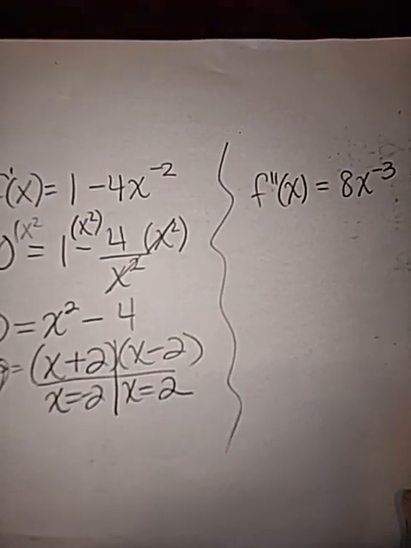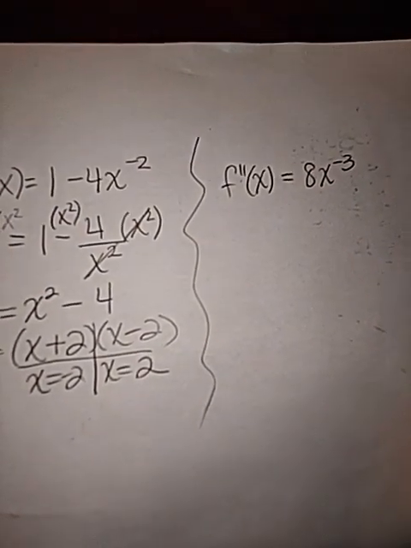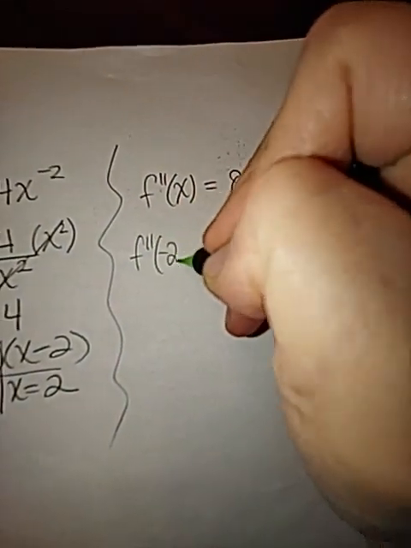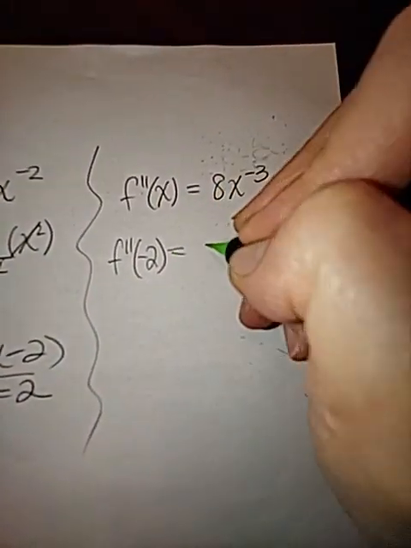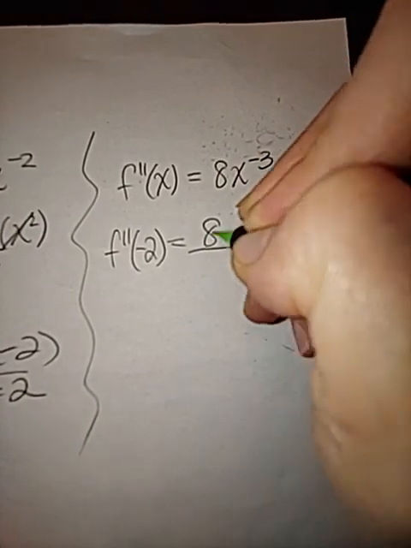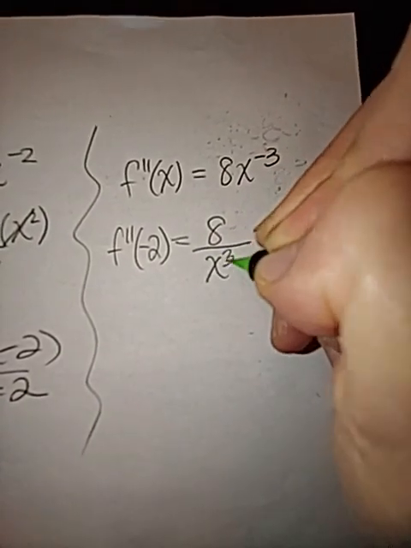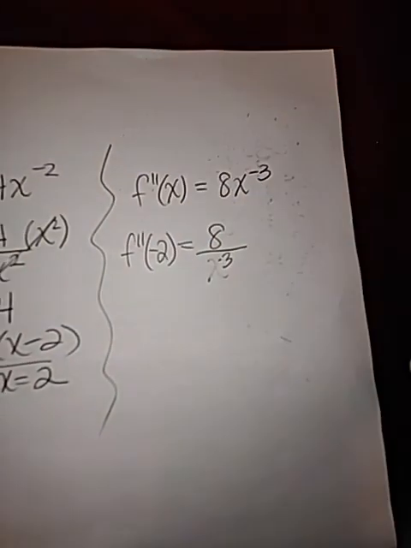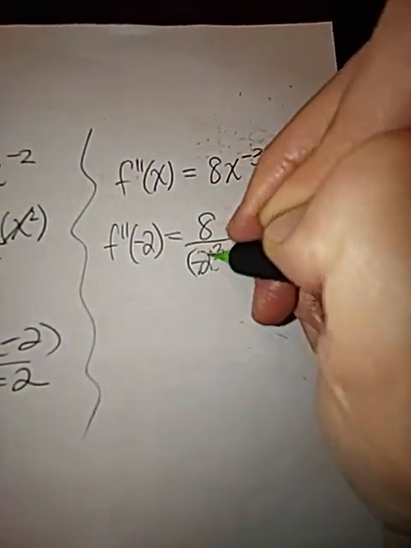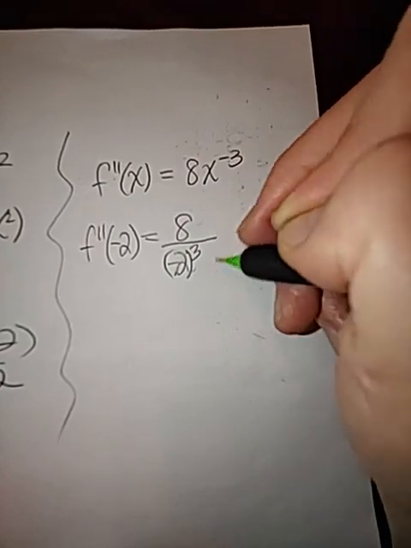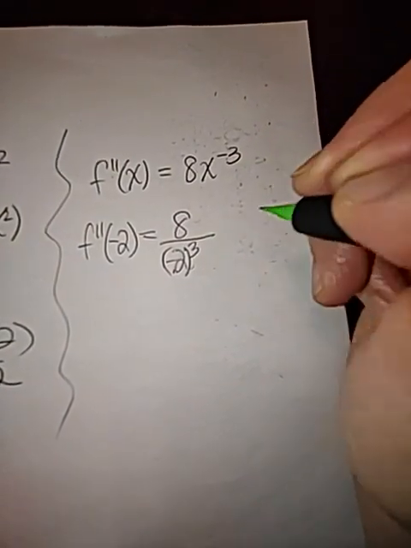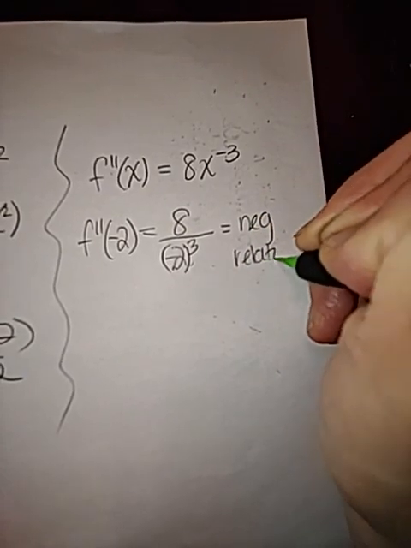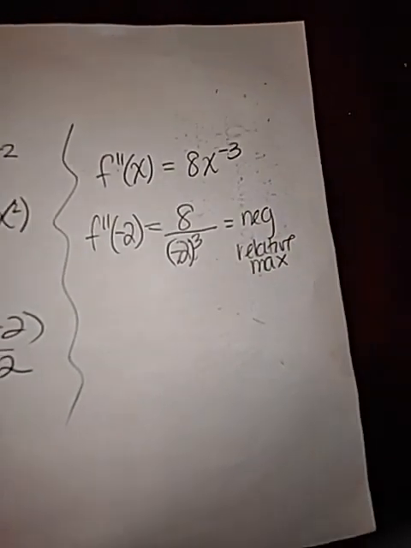Okay, so now I'm going to use the second derivative test, and I'm going to plug -2 into the second derivative. And I'm also going to pull that x to the third back down into the denominator and make it a positive. All right, so I'm going to take out the x. I'm going to put in a -2. I have a positive over a negative number, which gives me a negative number. And because I got a negative number, that means I have a relative maximum.